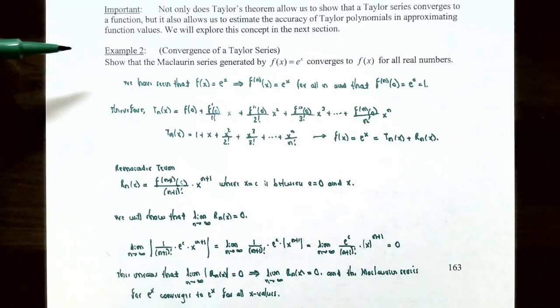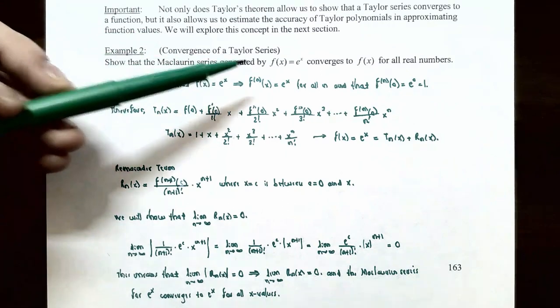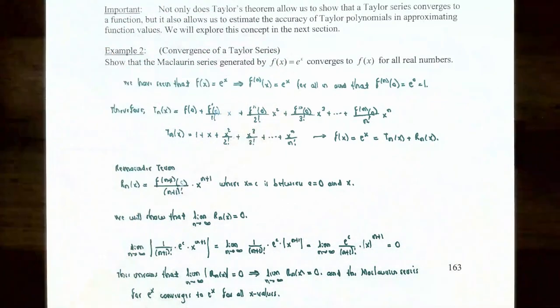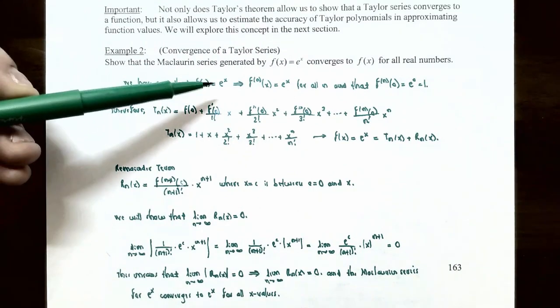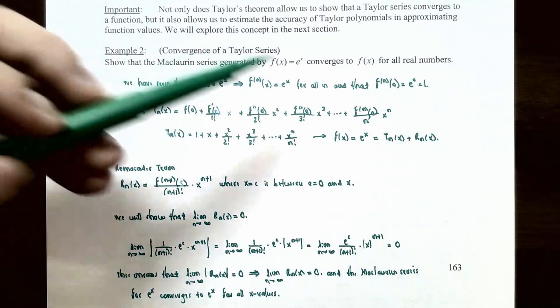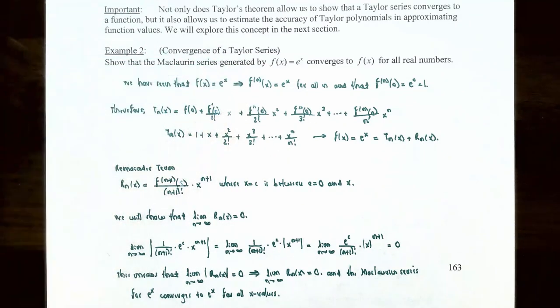So in example 2, we're going to talk about the convergence of a Taylor series. Show that the Maclaurin series generated by the function f of x equals e to the x, the natural exponential function, converges to f of x for all real numbers. We're already seeing that for f of x equals e to the x, the nth derivative of the function is always e to the x for all n. That means the derivative of e to the x is always e to the x. It will always be itself.